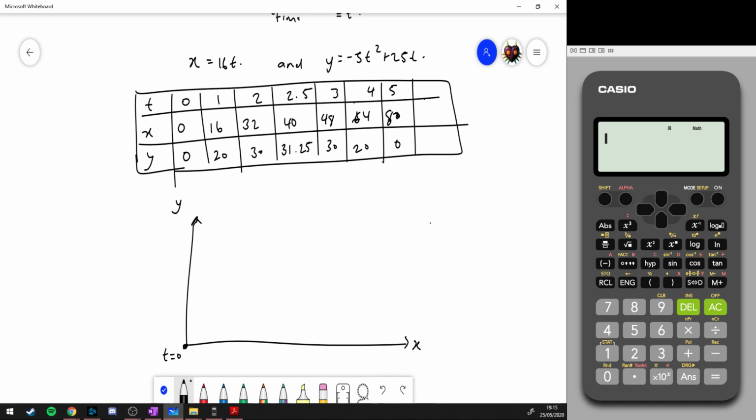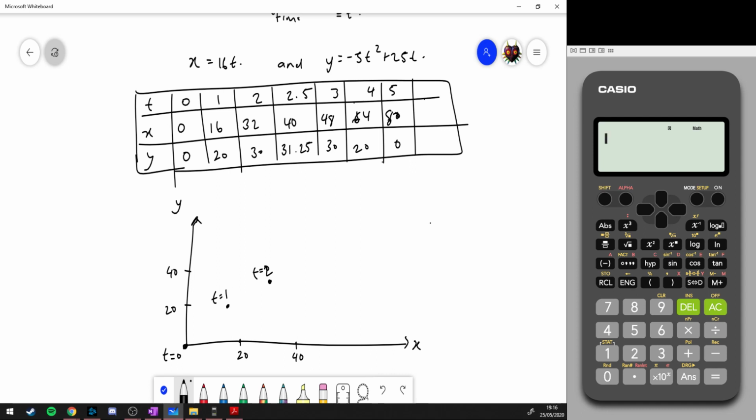Then at t equals 1, if I call that 20 and that 20, my second point is 16, 20. So it's a bit before the 16, but up at 20. I'm going to call this t equals 1. The next one is 32, 30. So if 40 is here, it's about halfway and halfway. And this is t equals 2.